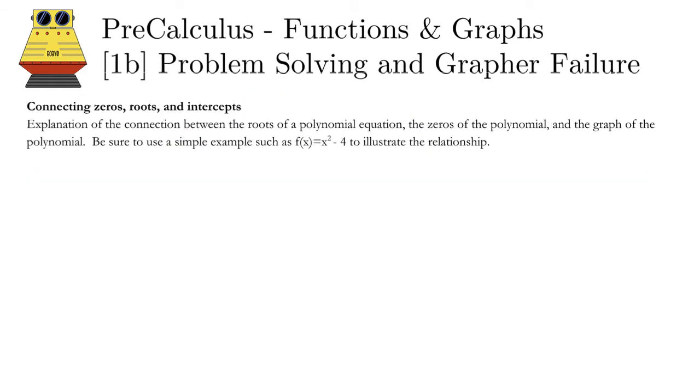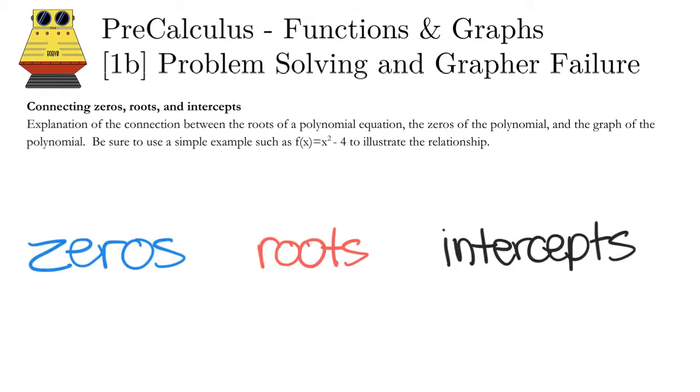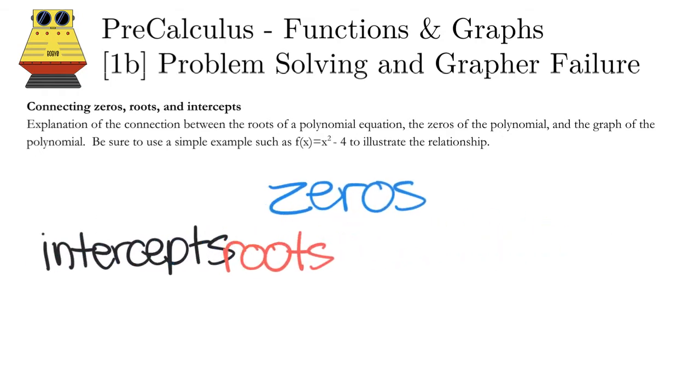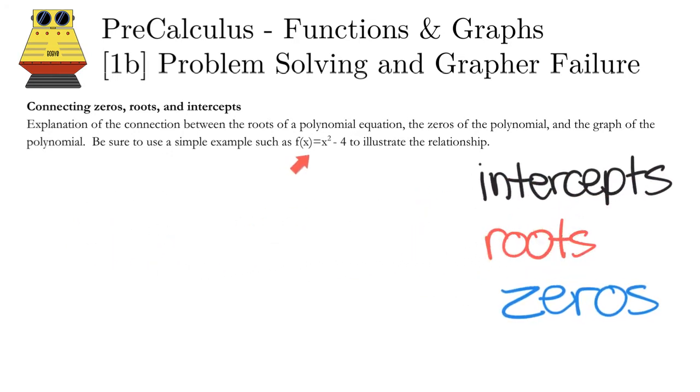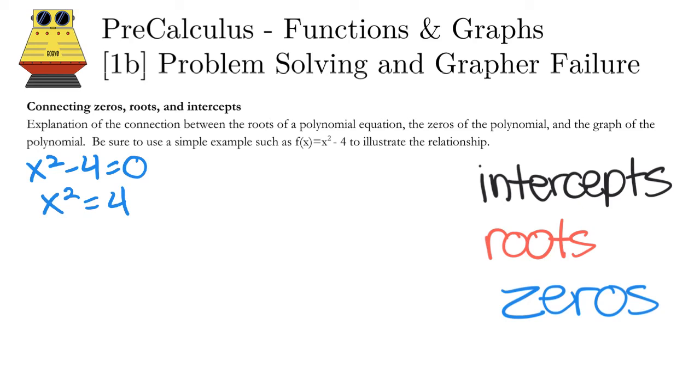Now let's make some connections between zeros, roots, and intercepts. Many times these three words are used interchangeably, but they have specific meanings. So let's use the example f of x equals x squared minus 4. And if we solve that, we get x squared minus 4 is equal to 0, x squared is equal to 4, therefore x is equal to positive or negative 2.